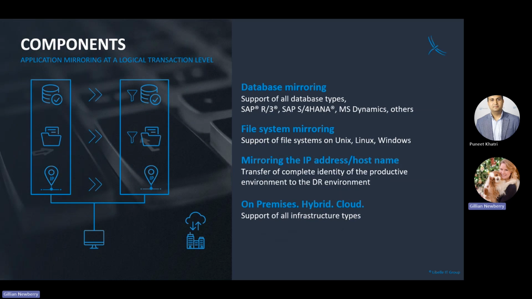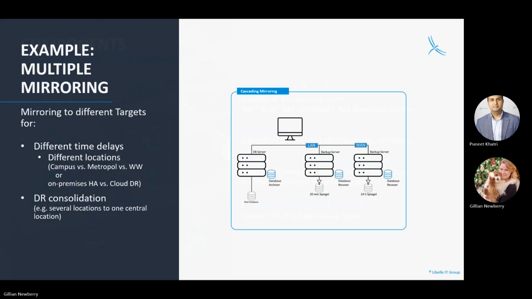The components of basic mirroring include the database mirroring, file system mirroring, and IP address and hostname mirroring. This provides for a complete DRHA mirror system, regardless of the location or infrastructure type and size. For example, our solution allows for mirroring to multiple targets.